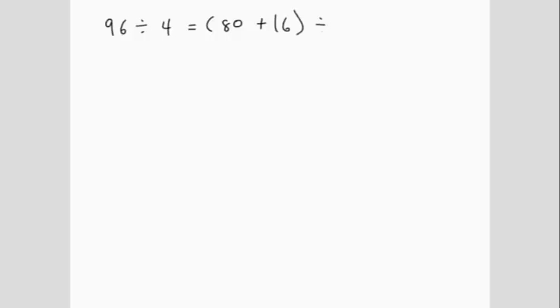So we have 80 plus 16 divided by 4. And now we can use the distributive property. 80 divided by 4 plus 16 divided by 4 is equal to 20 plus 4, which is 24.